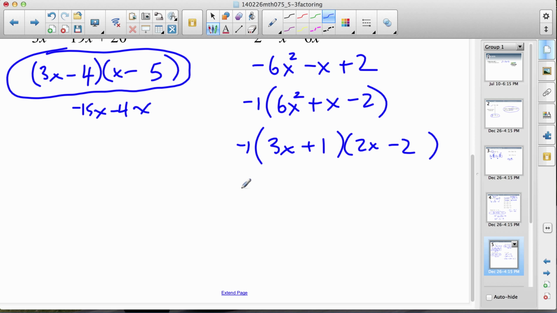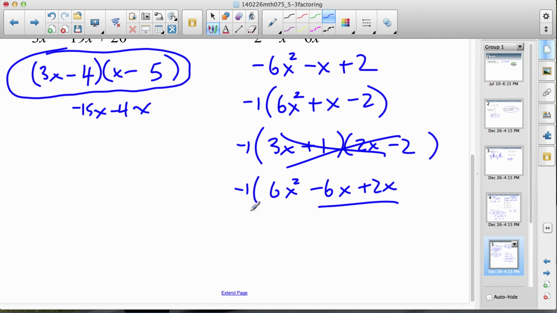Let's try that. So this would be 6x squared minus 6x plus 2x. What do I get with that? Minus 4x. No, that's not it. Darn. Let's try another one. So this is wrong too.